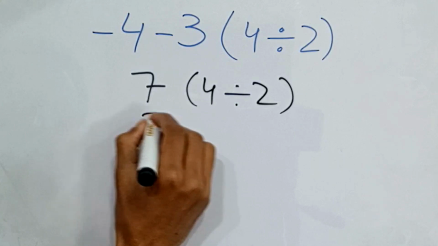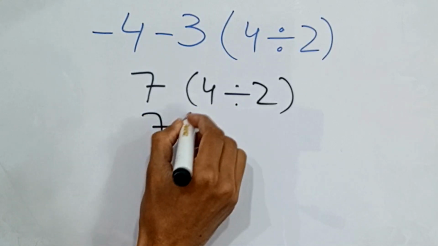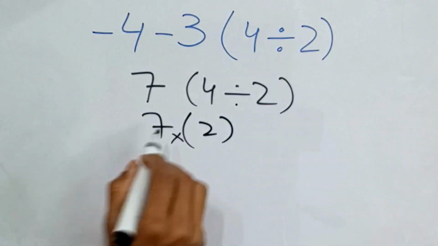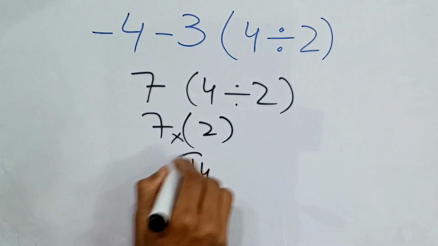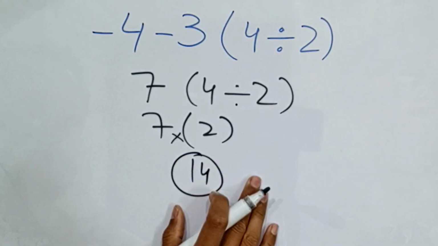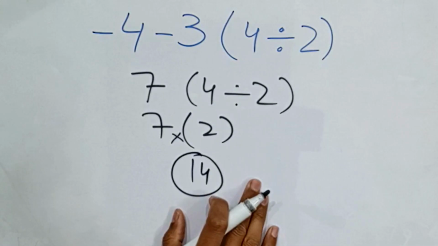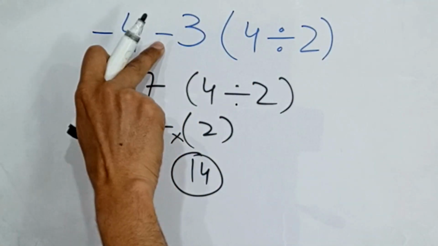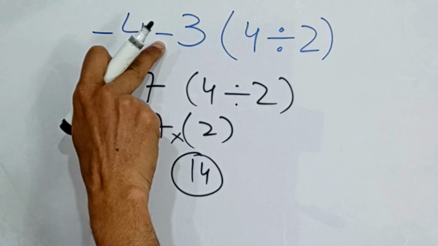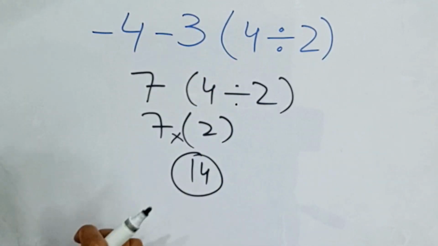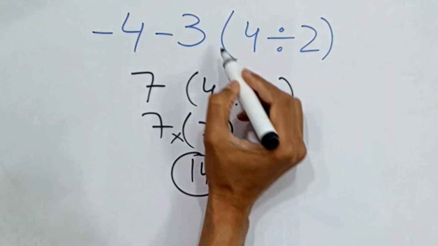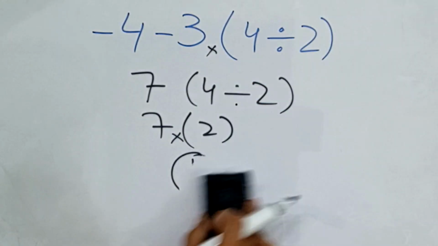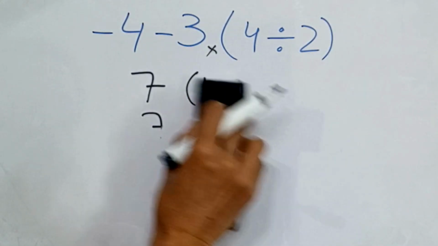Now 4 divided by 2 equals 2, and here is multiply, so 7 times 2 equals 14. But this is not correct. Why? Because parentheses must be done before subtraction, right? And before multiplication. So here is multiply, right? So follow the order of operations. We use the PEMDAS rule.